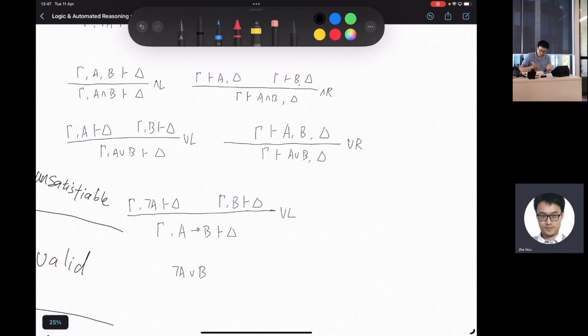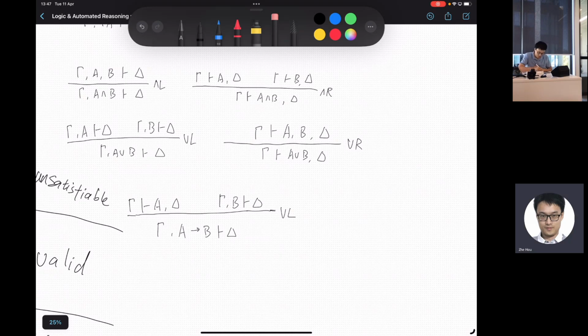All right, and then we have this not. So what do we do with not? We just move A to the other side. So we have gamma turns to A, comma, delta, and gamma, comma, B turns to delta. So that's exactly the rule for implication on the left.